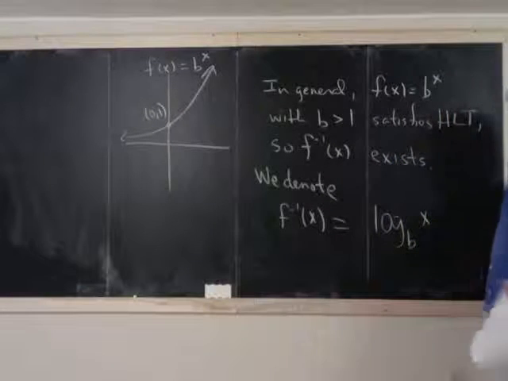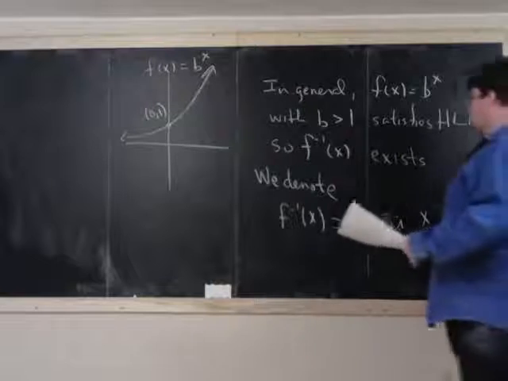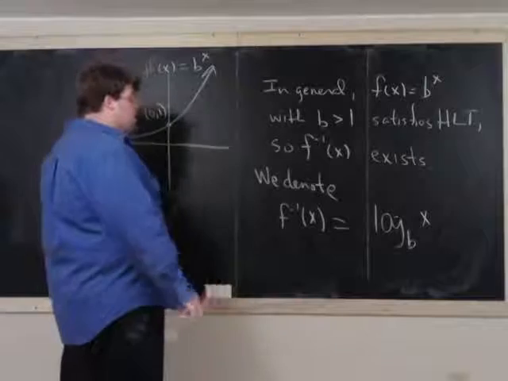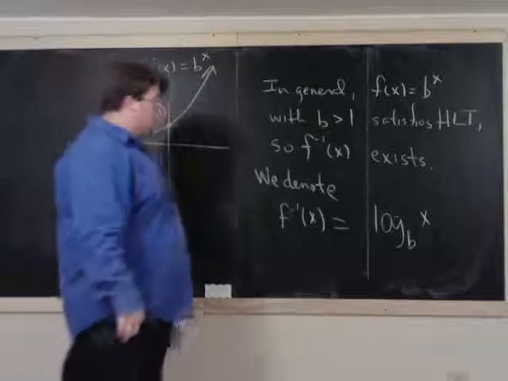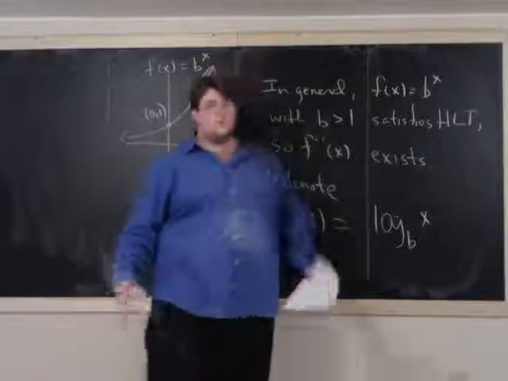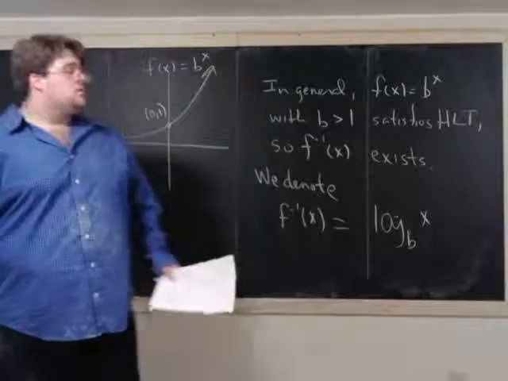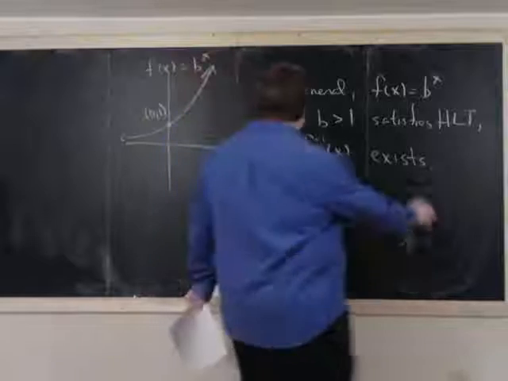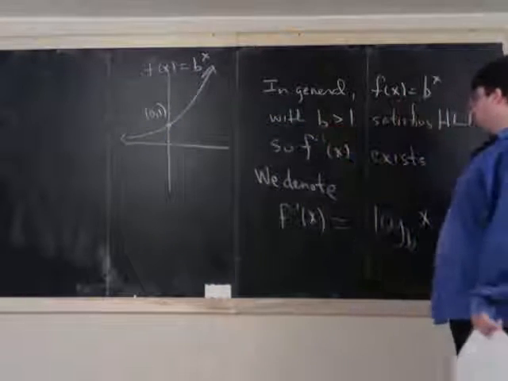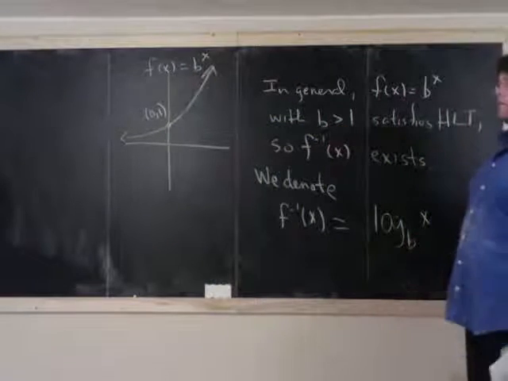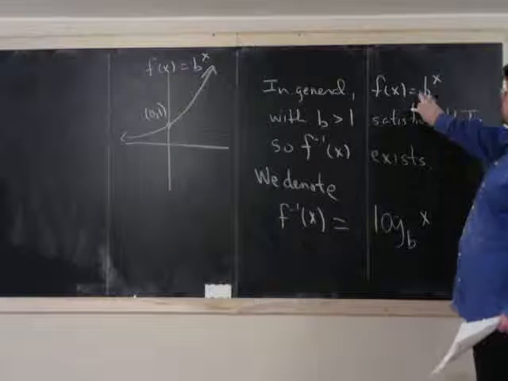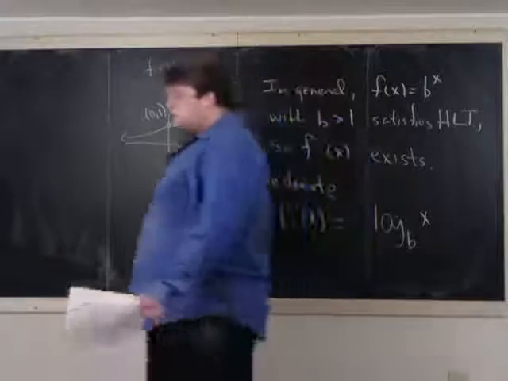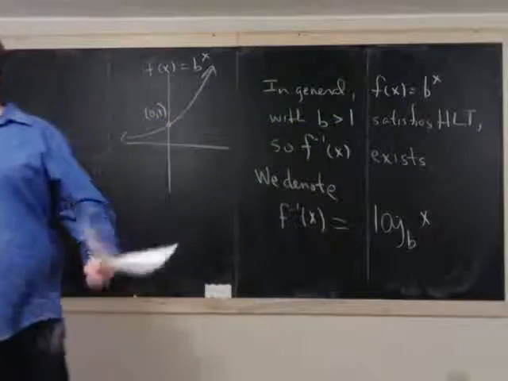Log of x with base b. Log of x with a subscript b underneath logarithm, or underneath log. Log is short for the word logarithm. So the logarithmic functions are defined only for b greater than 1. These are bases of the logarithm, just as this is a base of the exponential function. The logarithm takes as its base only numbers larger than 1.